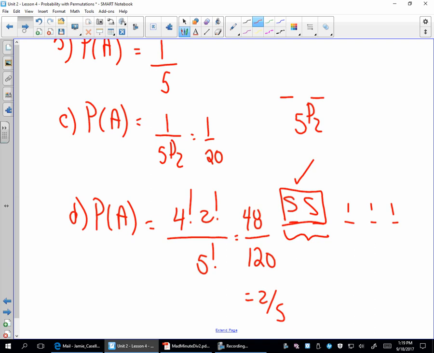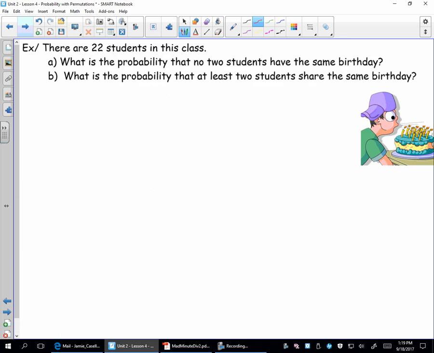Okay, last one. This is kind of a classic question that you often see in math books. Okay, there's 22 students in this class. What's the probability that no 2 students have the same birthday? We call this a birthday question. To do a question like this, to figure out the probability they don't have the same birthday, let's do the opposite. Okay, let's figure out what's the probability of having 22 different birthdays. Because if I know the probability of different birthdays, the complement to that would be the probability they have the same birthday. Someone shares a birthday.